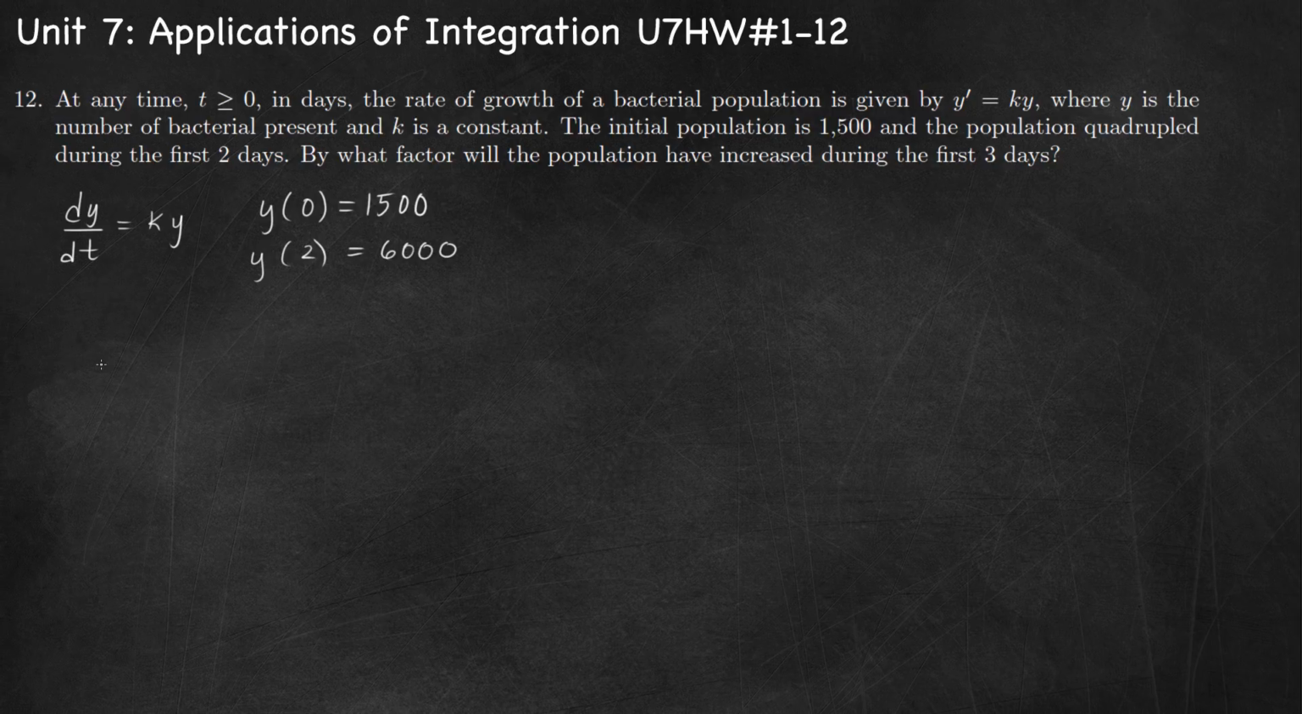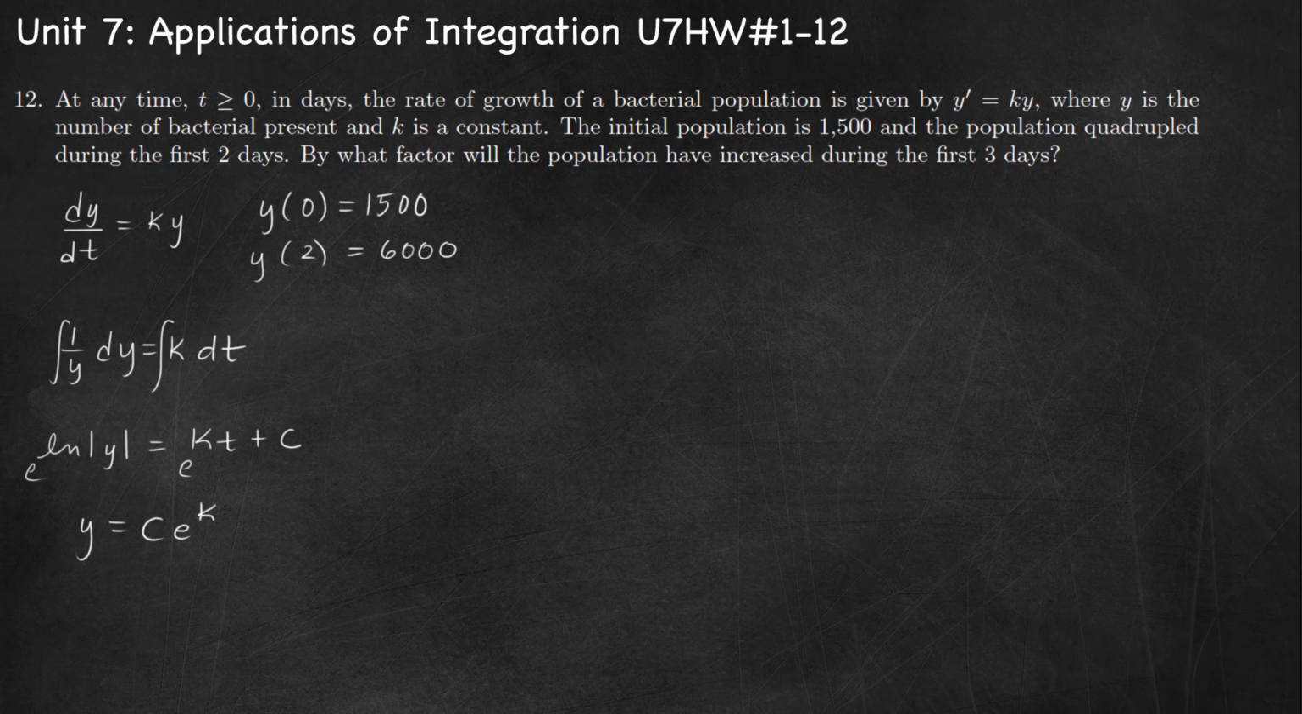So let's solve our differential equation. We separate our variables. So we have 1 over y dy equals k dt. We integrate both sides. This should be looking familiar now. Natural log absolute value y equals kt plus c. And then we exponentiate both sides. We get y equals ce to the kt as our general form for this differential equation. We use our initial condition to solve for c. We get 1,500 equals c times e to the 0, so c is 1,500. So we've got y equals 1,500 e to the kt.